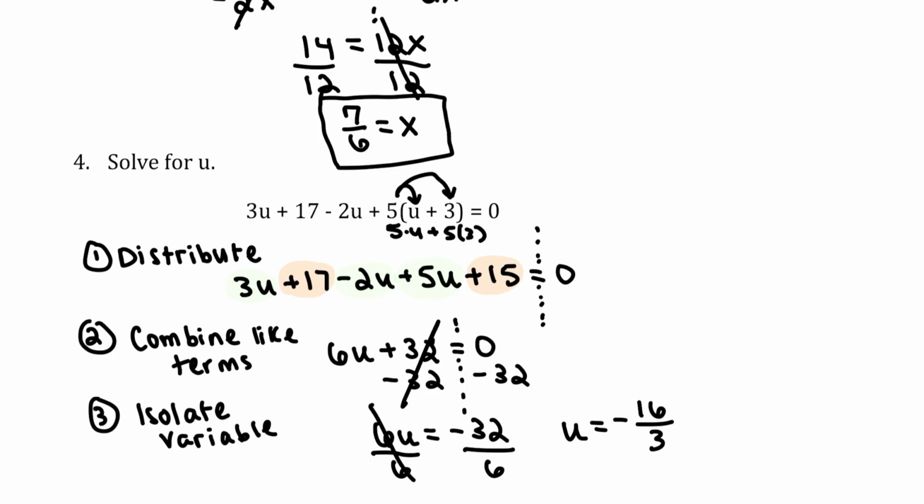If you got the decimal, that would be negative 5.3 repeating. So it might also be this. Well, not might, it is. Negative 5.3 repeating. Either one of those is the answer to this problem.